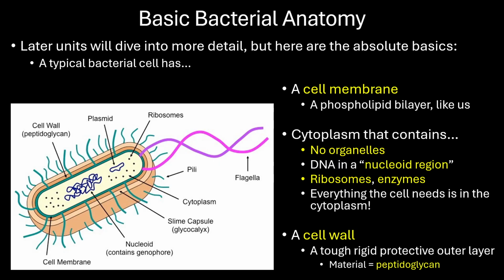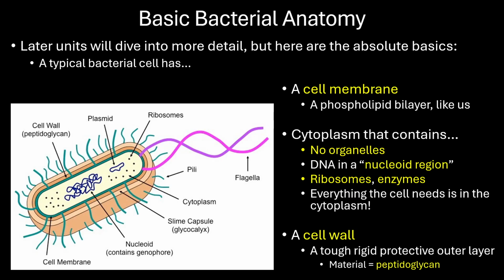And then on the outside of the cell, we typically see a cell wall that is a tough, rigid protective structure. This outer layer that encapsulates the cell as a whole. It's sort of like an armor, a suit of armor that it wears. It's very tough and rigid, and usually makes the cell adhere to a specific shape.